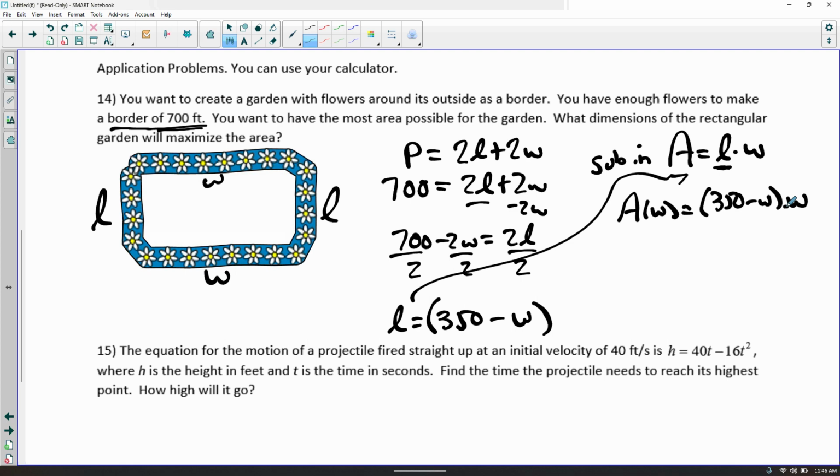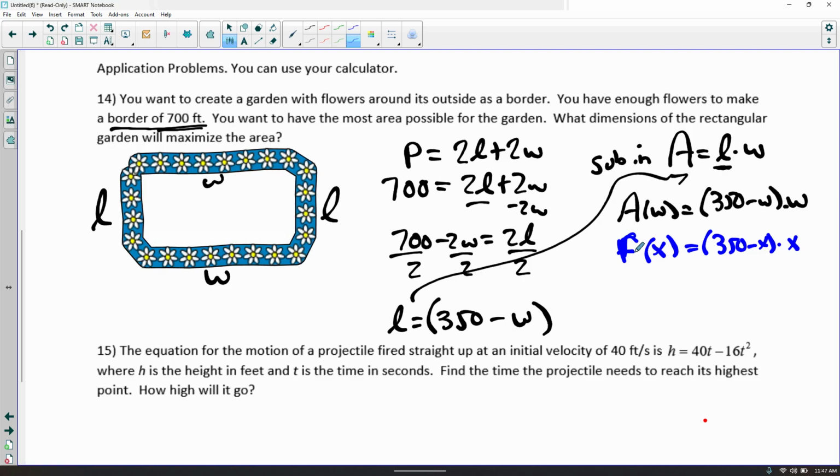Now I got a quadratic, because I have W squared. I can't use L and W. I got to have either LL or WW. Okay? Now, guys, if I'm looking at this as an equation that we've been working with, W turns into what letter? I write it like this so you can see that's supposed to be an X. 350 minus X times X. And up here I have Y, or F, I should say. F of X.